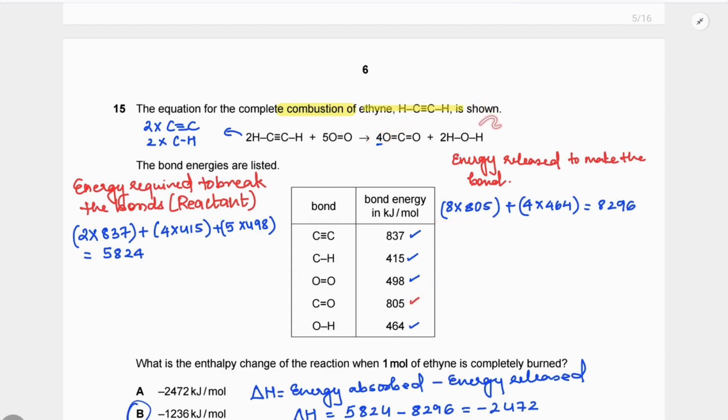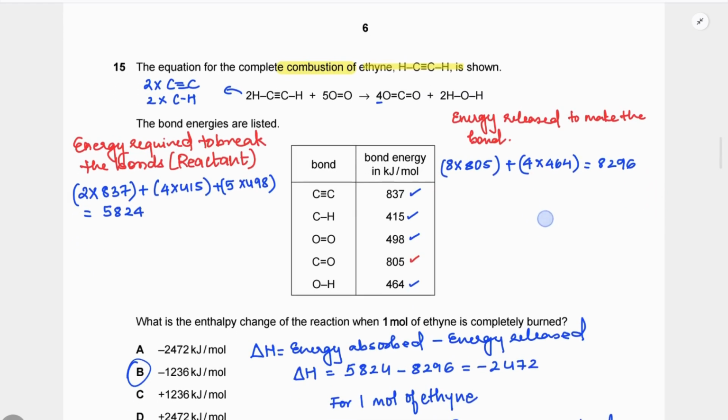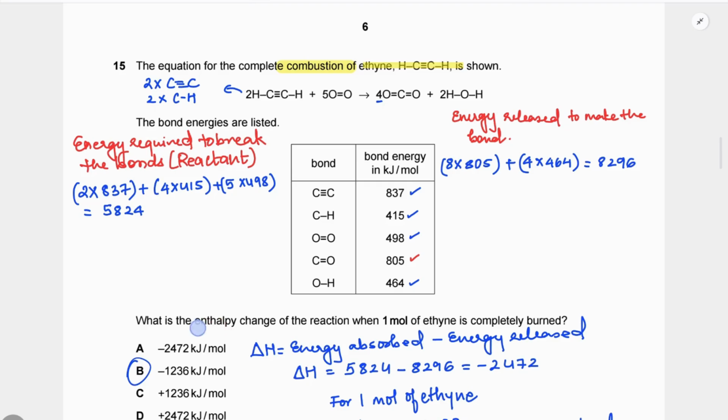Then next to the next product, which is the OH group, we count as 1 and 2. So 2 multiplied by 2 gives me 4, which in total gives me 8296. Now, what is the formula for finding the enthalpy change? Energy absorbed minus energy released. So we got 5824 minus 8296, which gives me around minus 2472.